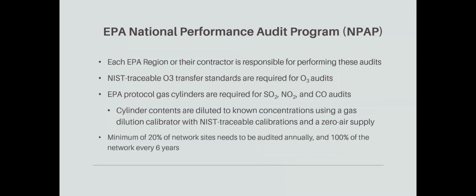Next, I'll move on to the national EPA run programs. The first one is what we call NPAP, National Performance Audit Program. This is for your criteria pollutant gases. Each EPA region or their contractors are required to perform these audits. Again, NIST traceable ozone standards, EPA protocol gases, dilution of known gases down to known concentrations to deliver audit concentrations. EPA is required to audit 20% of your network annually, and they have to be sure to hit 100% of your network every 6 years. If you have only one site, that means EPA is visiting every year to conduct this audit.